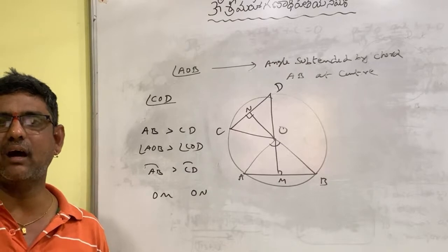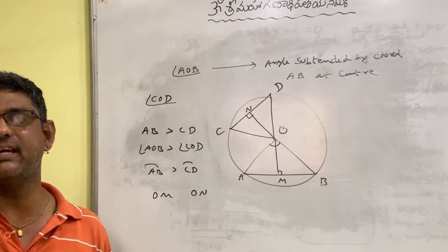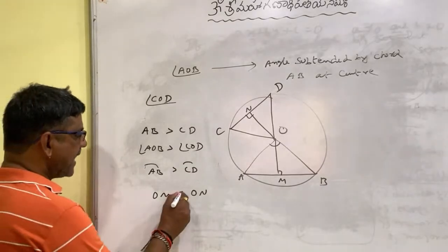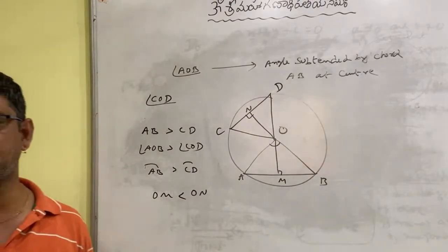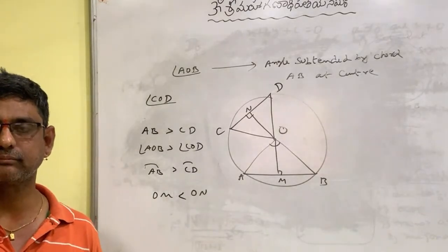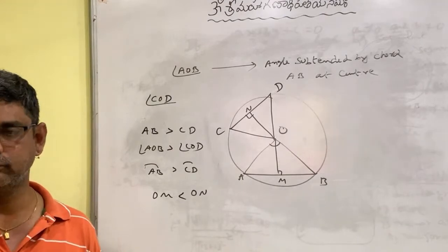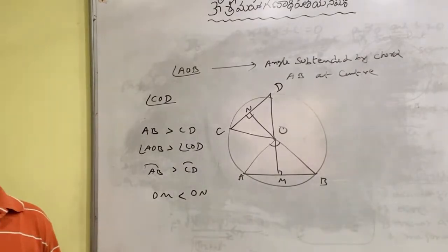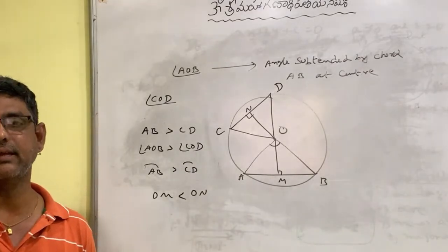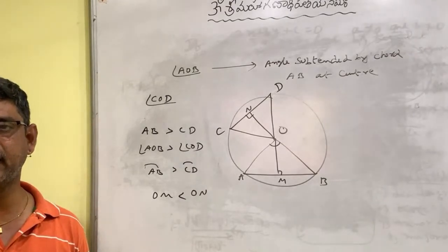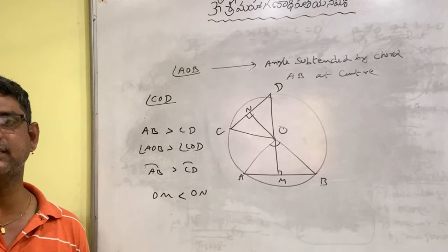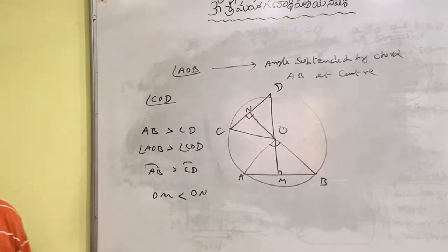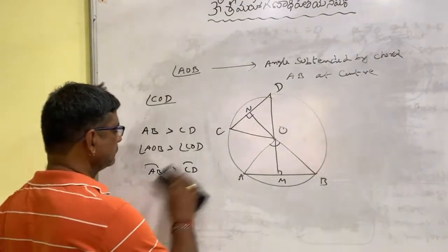Chord AB is greater than chord CD. That means AB is near to the center. So here OM is less than ON. OM is less than ON, because chord AB is greater than chord CD. So the perpendicular distance from the center to chord AB is less than the perpendicular distance from the center to chord CD. Okay?